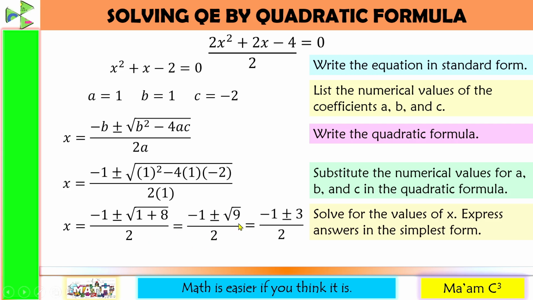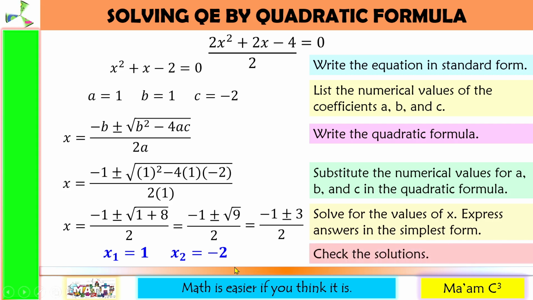Let's have the first value of x. Negative 1 plus 3 is positive 2. Divided by 2 is equal to 1. The second value of x is negative 1 minus 3, and that would be negative 4. Divided by 2 is negative 2. And finally, check the solutions. Since we already solved and checked the roots of this problem when we discussed solving quadratic equation by completing the square, then these roots are correct.